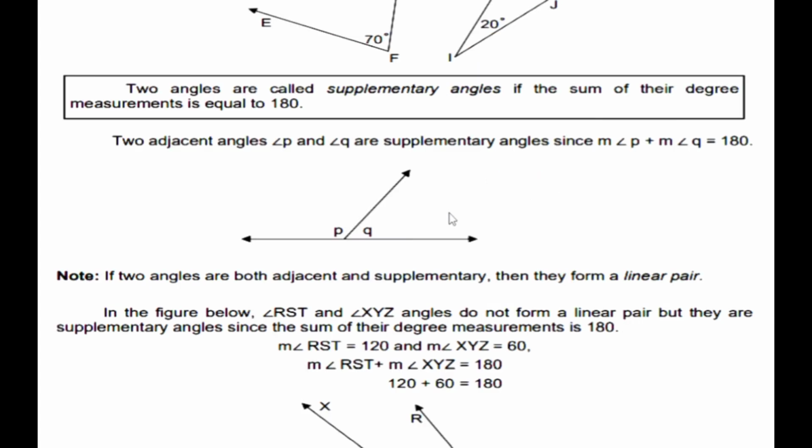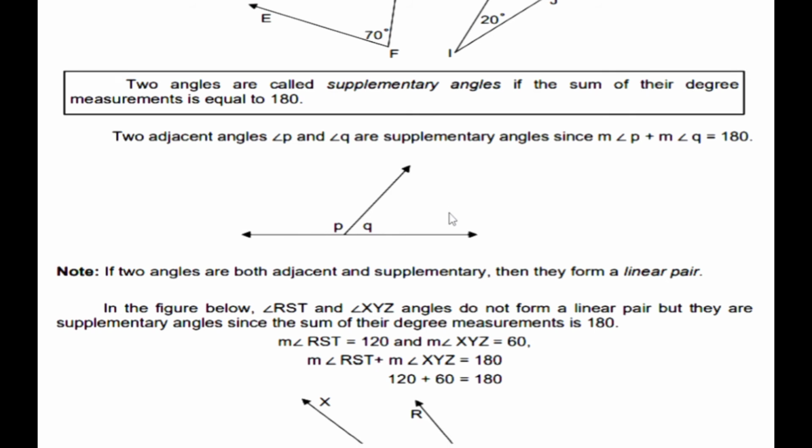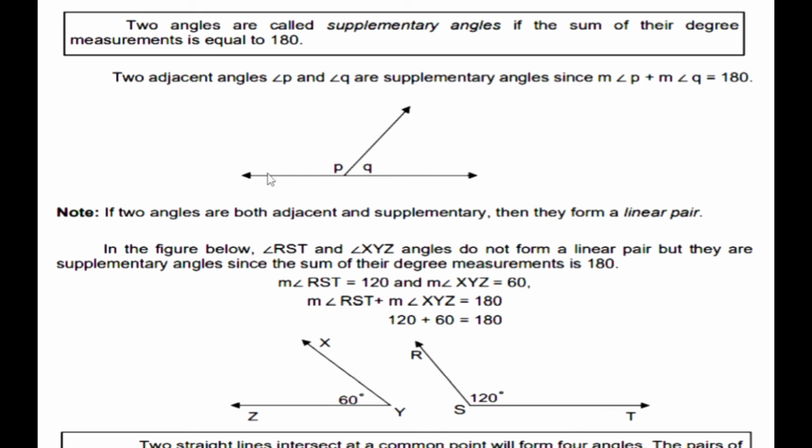Next one, we have supplementary angles. Two angles are called supplementary angles if the sum of their degree measures is equal to 180 degrees. For example, we have angle P and angle Q. The sum of their measures is equal to 180 degrees. So the measure of angle P and the measure of angle Q is equal to 180, and it forms a straight line or linear pair.